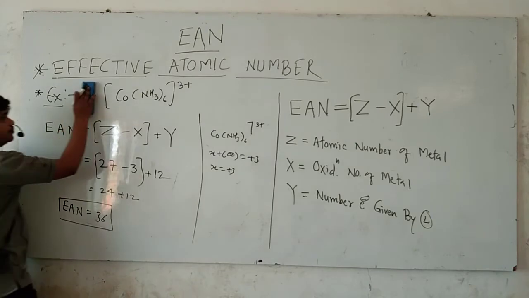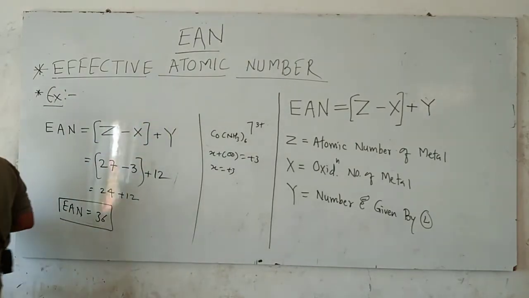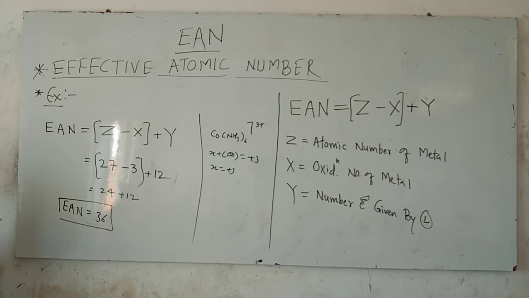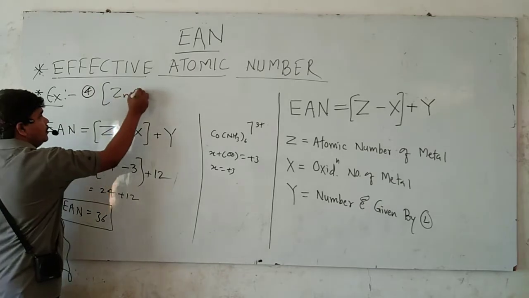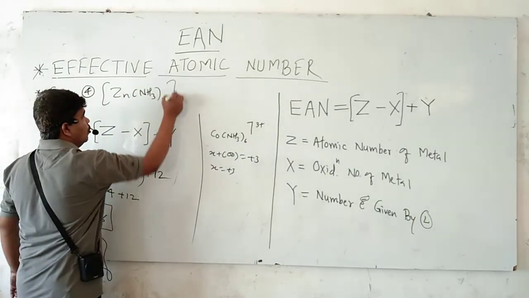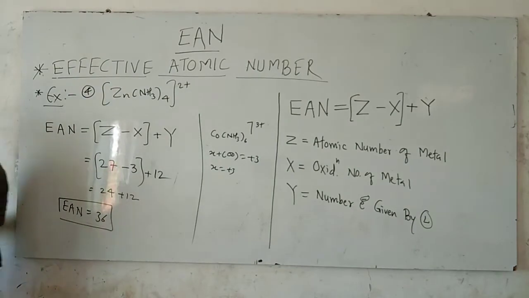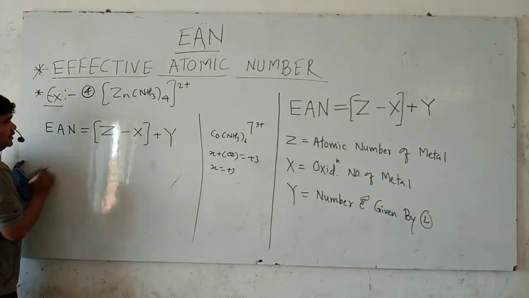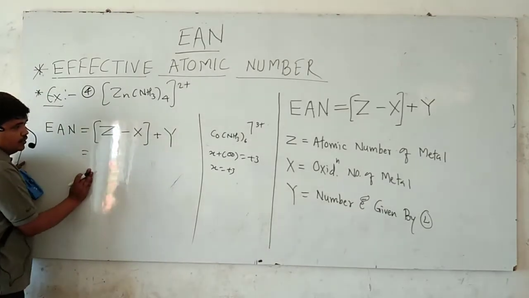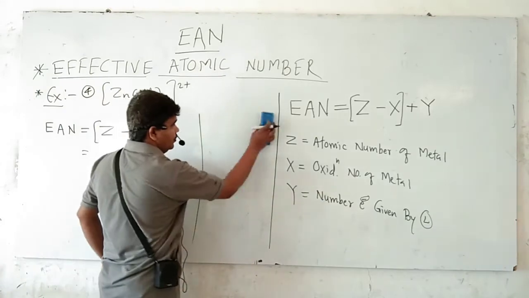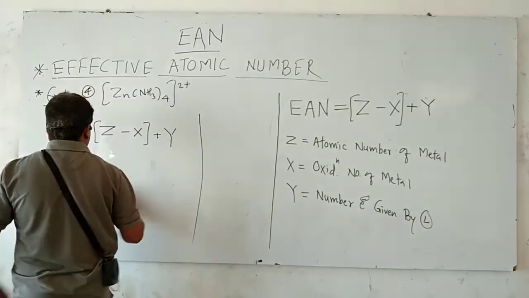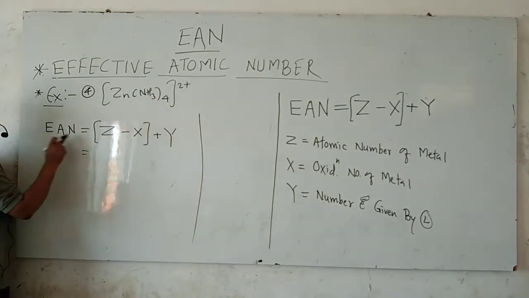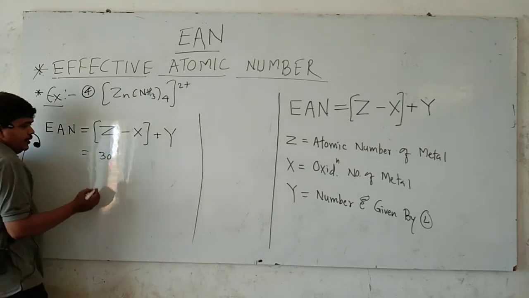Next example. Consider the complex [Zn(NH3)4]2+. Okay, what is it? Z is atomic number of metal, X is oxidation number of metal, and Y is number of electrons given by ligands. Z is atomic number. Atomic number of Zn is 30.